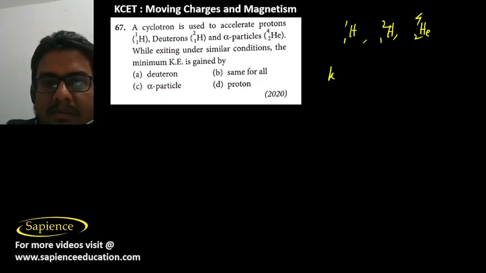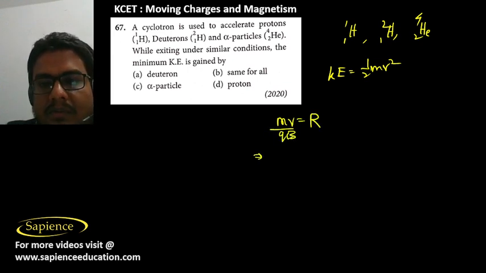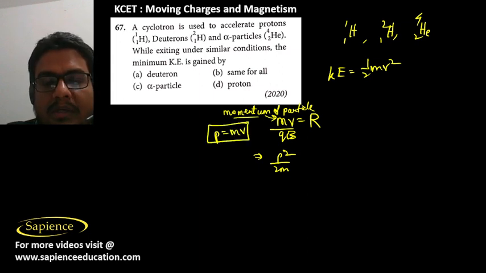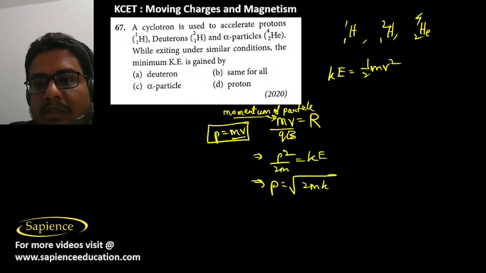So we know that the kinetic energy is given as half mv square, and we know that mv by qB is equal to the radius. Now mv is called the momentum of the charged particle. mv is the momentum of the charged particle. So p square by 2m. So p is equal to mv actually, mass into velocity. Momentum means mass into velocity. So p square by 2m is equal to kinetic energy. So I can say p is equal to square root of 2m into kinetic energy.